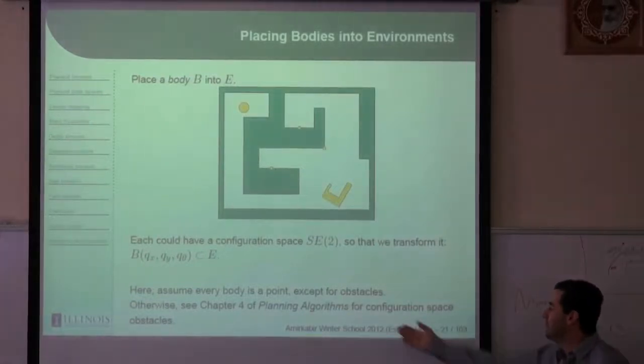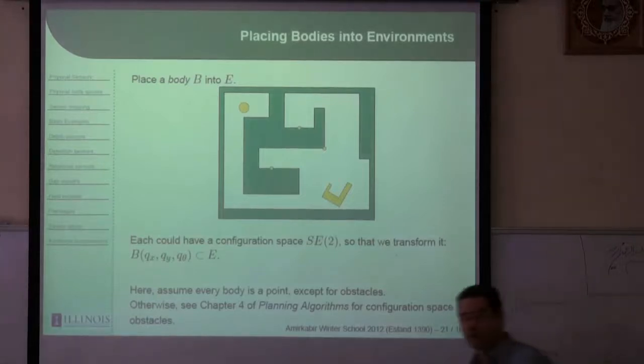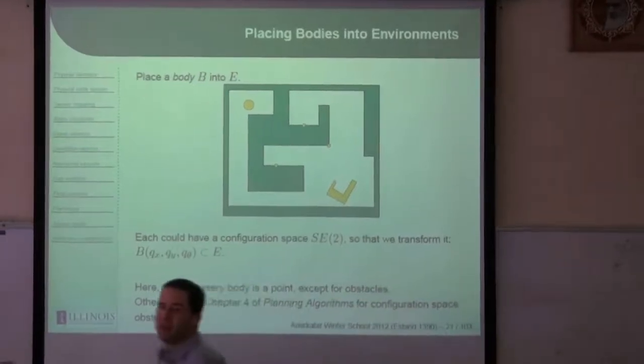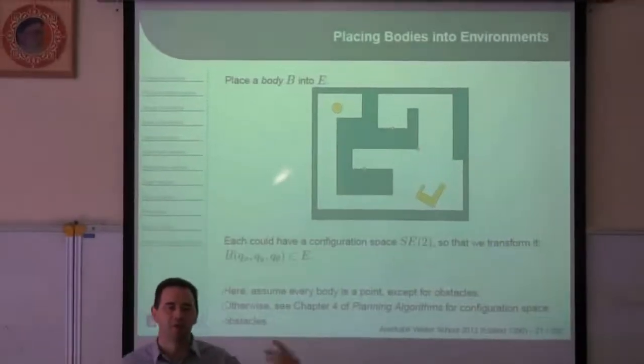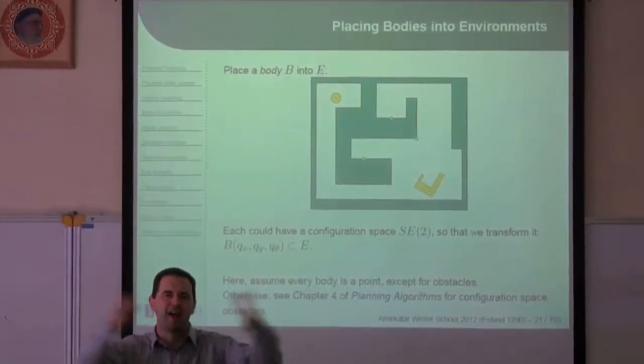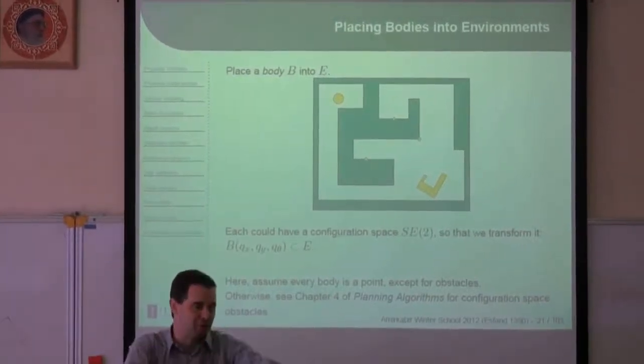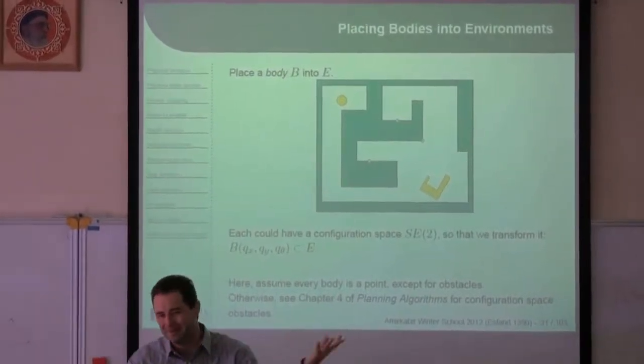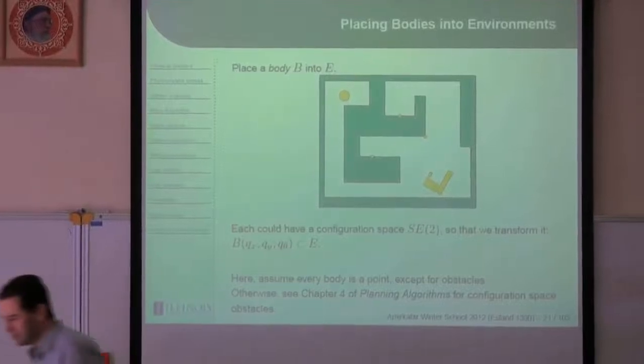You can look in chapter 4 of my book, for example, for configuration space obstacles, but I do not want to complicate these sensor ideas with configuration space obstacle ideas. Those are both kind of independent. You can mix them together if you want to make a harder problem, but I think it's fine to keep the problem as it is.